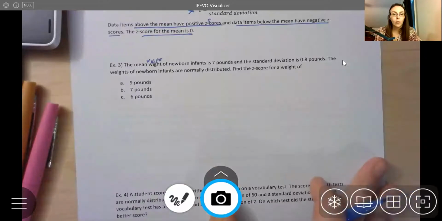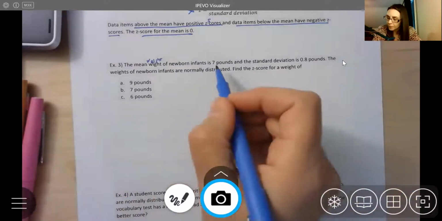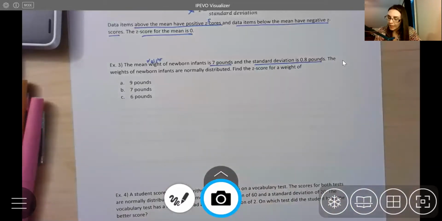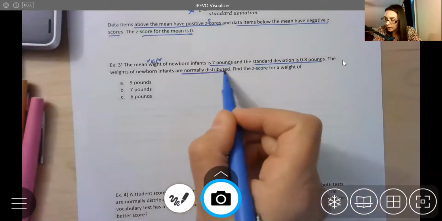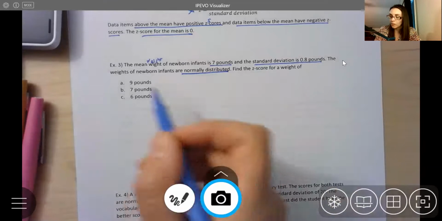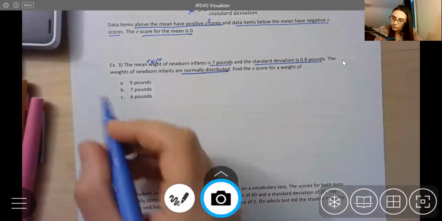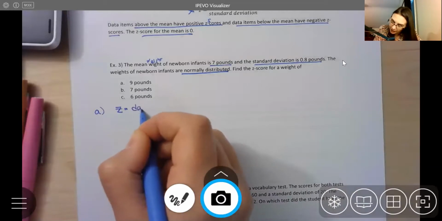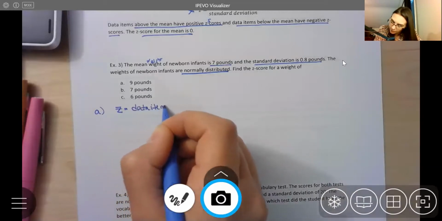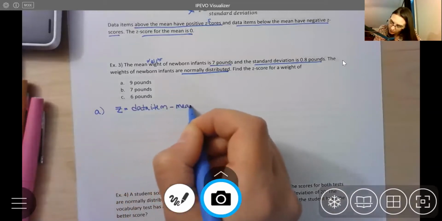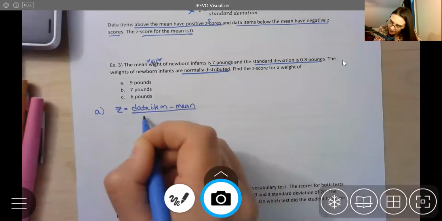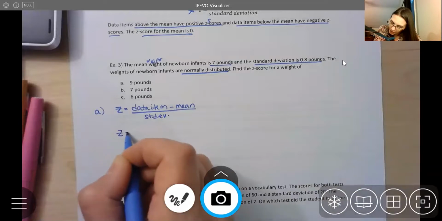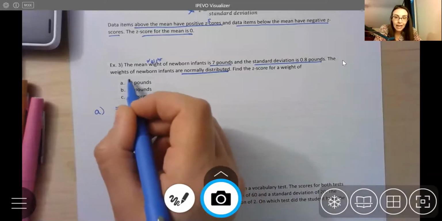The mean weight of newborn infants is 7 pounds, and the standard deviation is 0.8 pounds. The weights of newborn infants are normally distributed. Find the z-score for each of the following weights. So again, my formula for the z-score is to take the data item, subtract the mean, and divide that by the standard deviation. So in this case, my data item is 9.